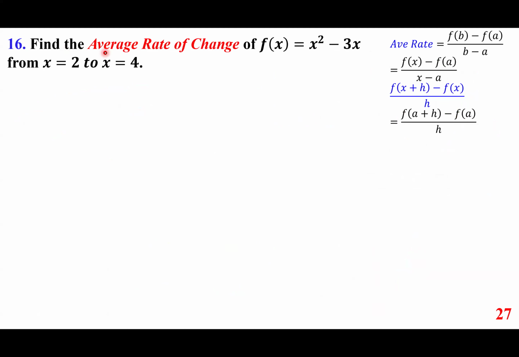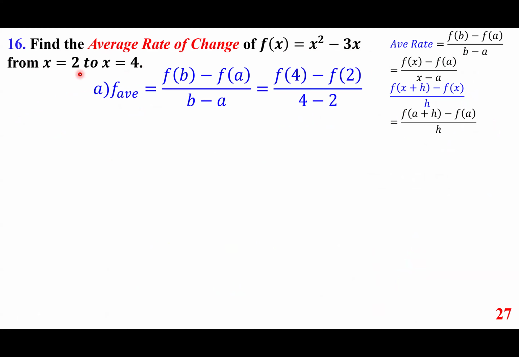Find the average rate of change of f of x equals x squared minus 3x from x equals 2 to x equals 4. And remember, it's basically rise over run, f of b minus f of a over b minus a, or f of 4 minus f of 2 over 4 minus 2. That's the meaning of it, everybody. Average rate of change means you have 2 points, the difference in their y coordinates over the difference in their x coordinates. In other words, connect the 2 points, calculate their slope. That's the meaning of average rate of change.